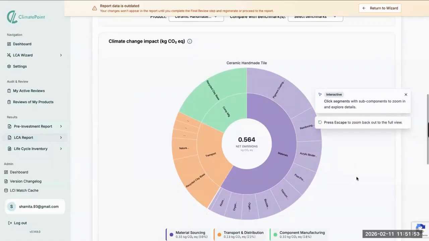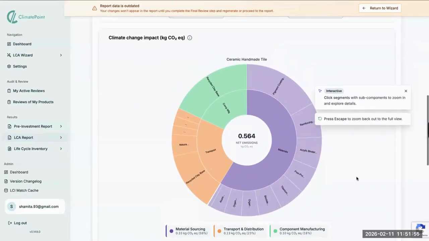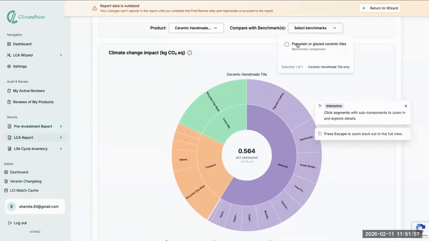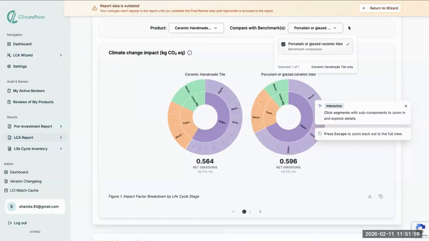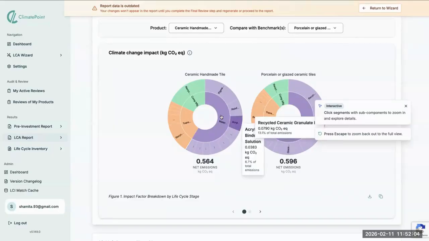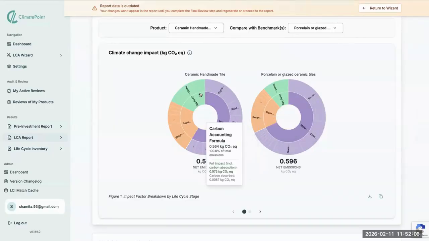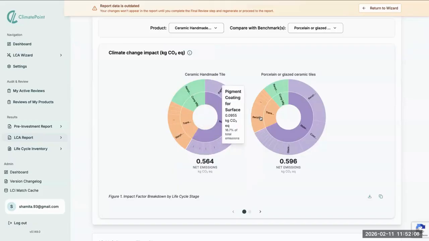And the sunburst chart, the beauty of this, I feel, is that you're able to really deep dive into where these emissions are coming from. So I can pick and choose a benchmark here, which will show me a comparative analysis. And I can click and I can see, okay, what's the breakdown? Where are these emissions coming from?